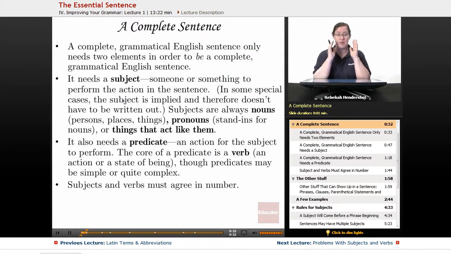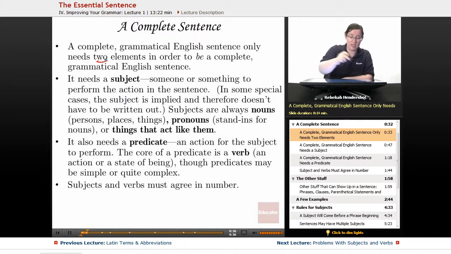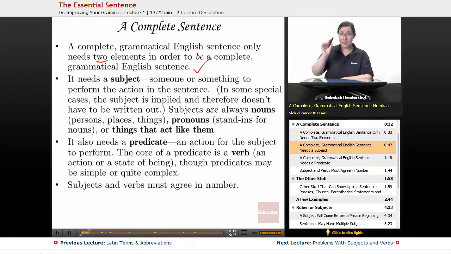Alright. A complete grammatical English sentence only needs two elements in order to be a complete grammatical English sentence. That's it. As long as it has those two things included or implied, it's a sentence, it's all good. Now, the first thing a sentence needs is a subject, someone or something to perform the action in the sentence. The subject is what the sentence is all about. Now, in some special cases, the subject is implied and therefore doesn't have to be written out. We'll look at that in a minute.